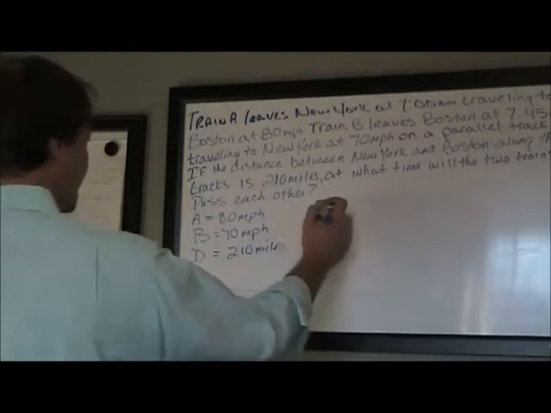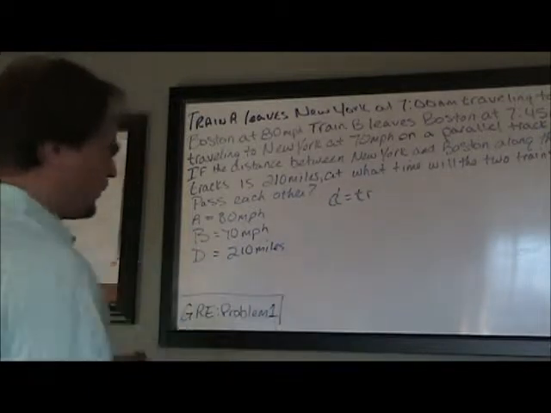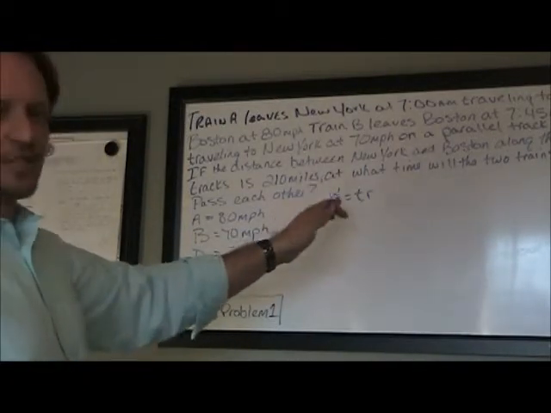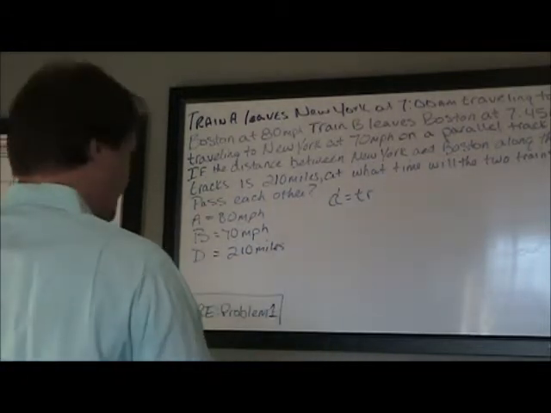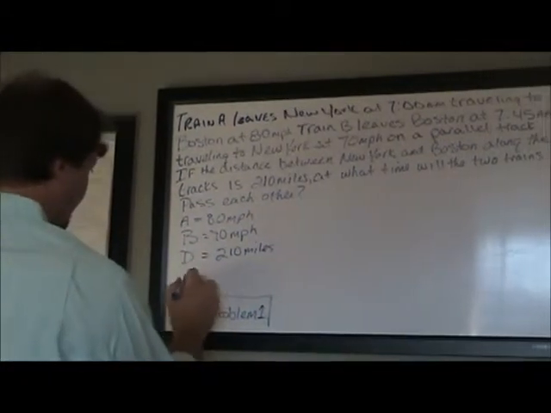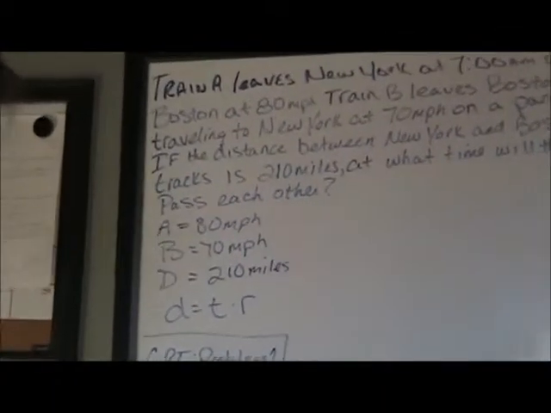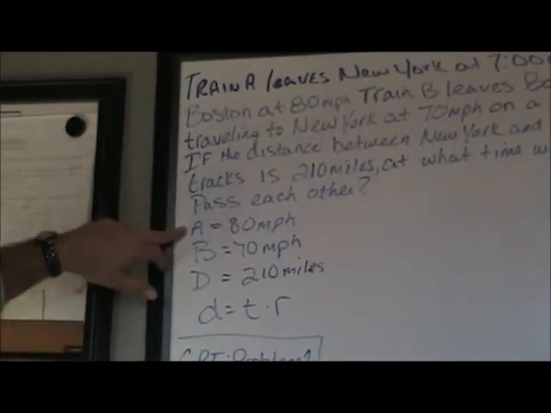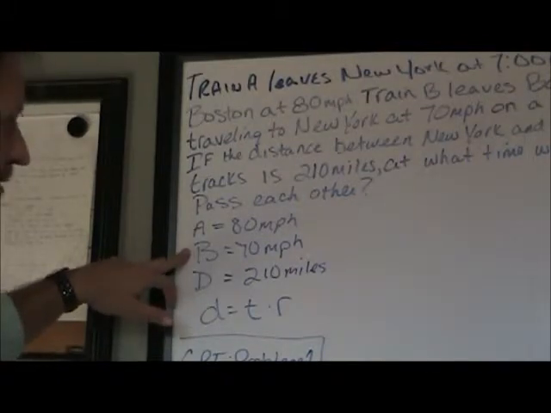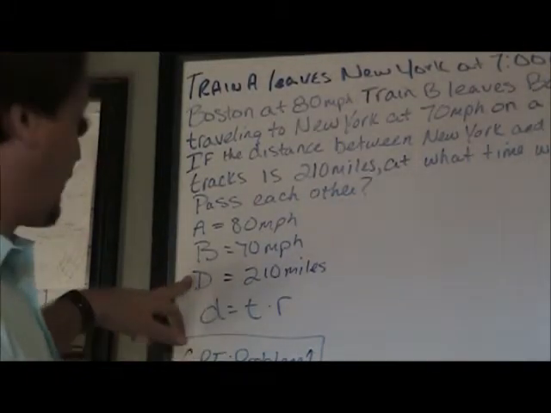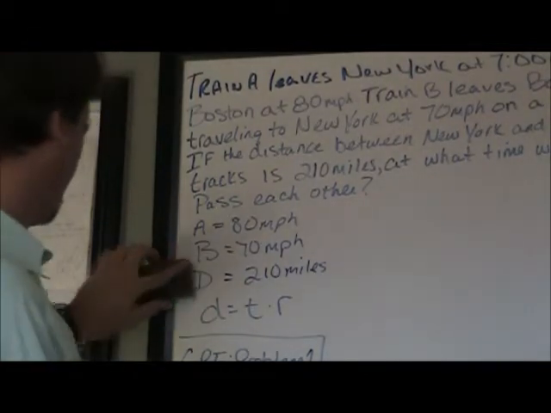The first method is distance equals time times rate. So we're going to write the formula down here, as well as our knowns. Train A is traveling 80 miles an hour. Train B is traveling 70 miles per hour. The distance is 210 miles between the two tracks.